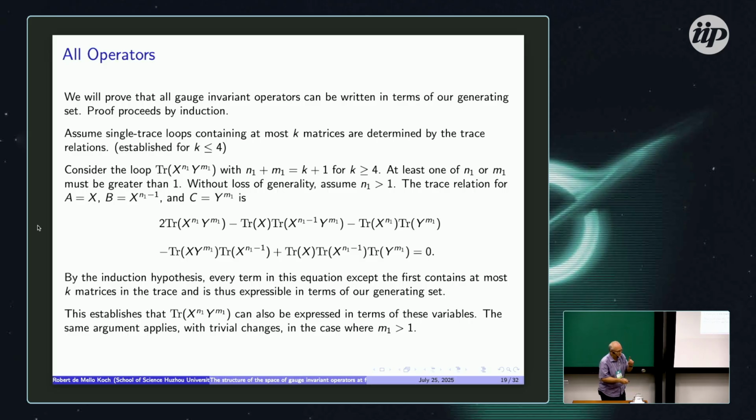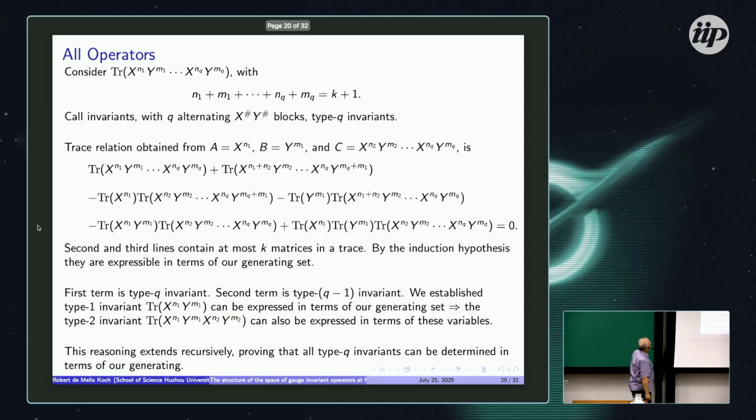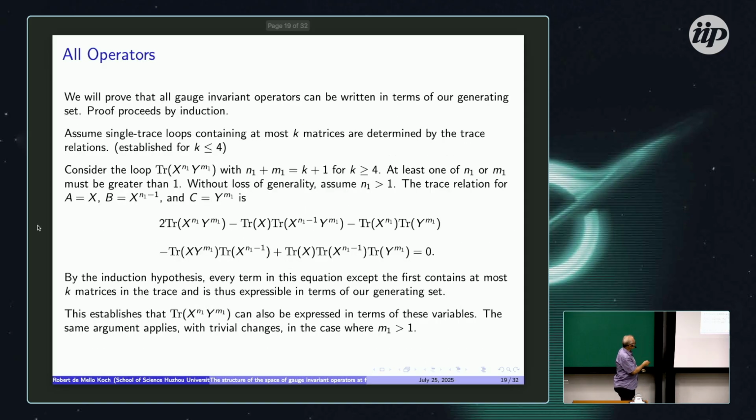Now let's look at the general operator. The general operator will take this form: x to the n1, y to the m1, another block of x's and y's, going all the way up to x to the nq, y to the mq. If I've got q of these blocks of x to a power, y to a power, I'm going to call that a type q invariant. On the previous slide, this would have been a type 1 invariant because there's only one xy block. So for type 1 invariants, I've established the result.